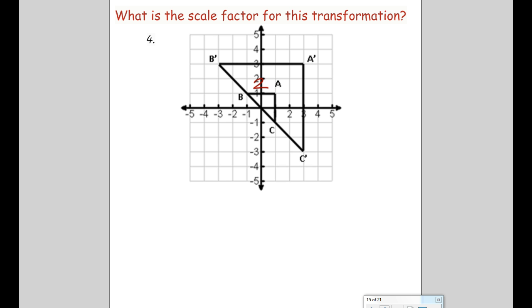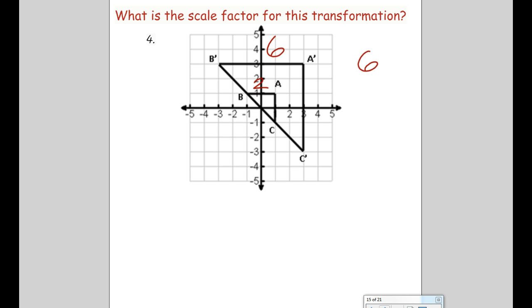So AB is 2, and A prime B prime is. Did y'all count? 1, 2, 3, 4, 5, 6. It's hard to count, so they didn't have the boxes. It's really wide. Okay. So is it 6 over 2 or is it 2 over 6?